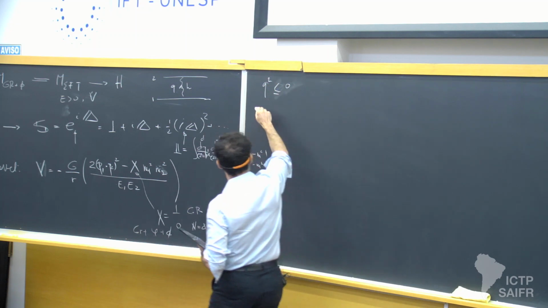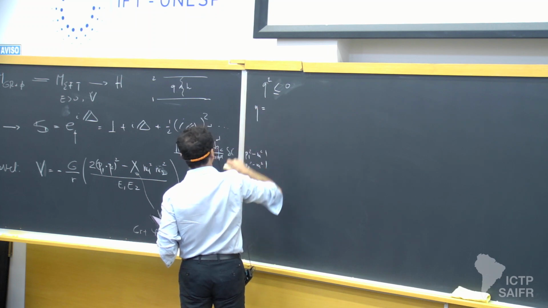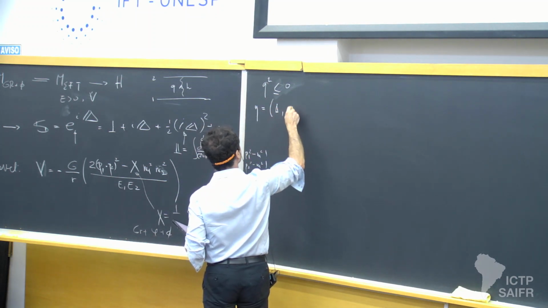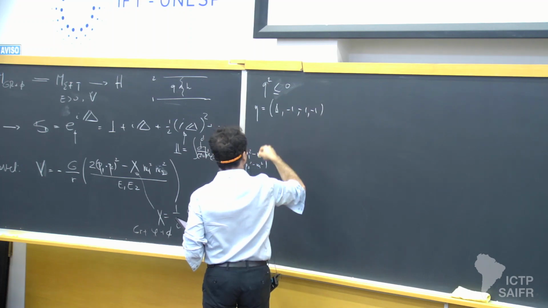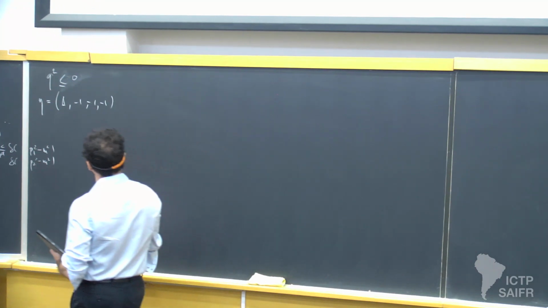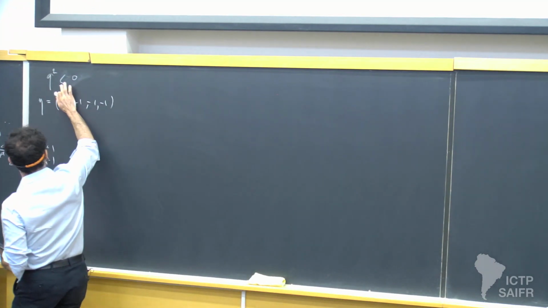Oh yeah, I should say, despite my better judgment, I'm using mostly minus signature metric. Right, so, oops, not zero.